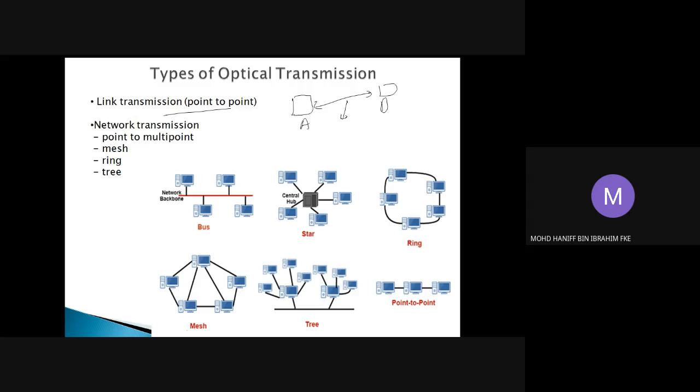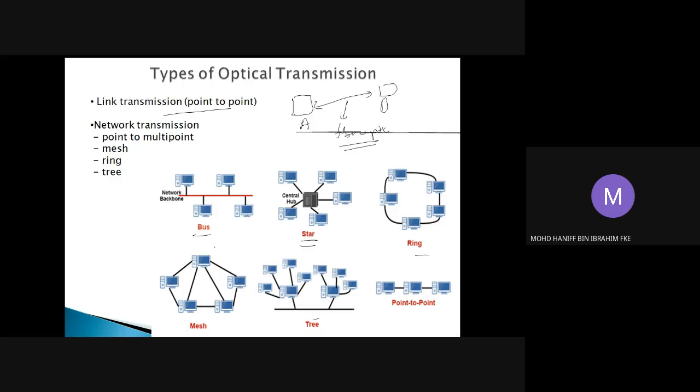And this transmission does involve fiber optics. Fiber optics will be required in your transmission. Okay, it's understood. And then we have network transmission. There are a few types. We have the bus topology, the star topology, the ring topology, and so on, also the tree and the mesh topology. All of these networks are actually interconnected by using fiber optics.